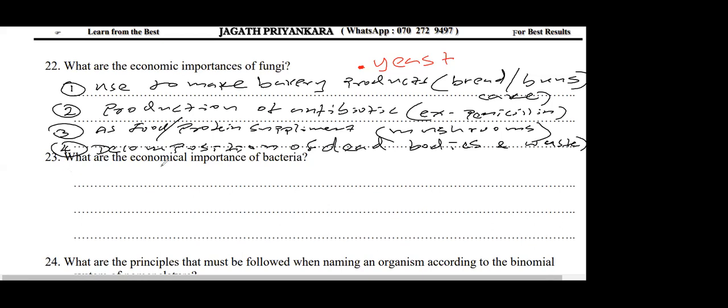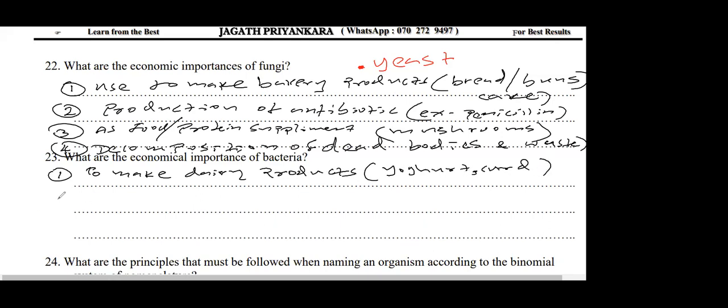Next one, economic importance of bacteria. Bacteria are used to make dairy products. Within brackets, write yogurt, curd, cheese.